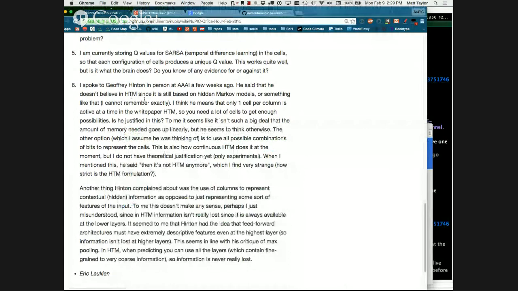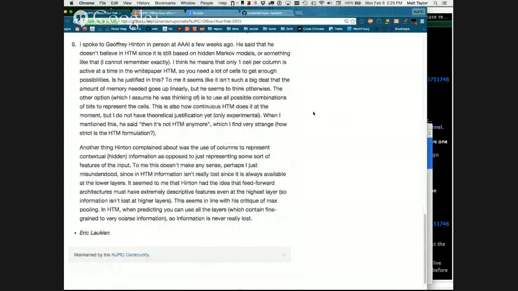Eric has some more questions. It's going to get interesting here. Eric recently spoke to Geoff Hinton in person a few weeks ago, and he said he doesn't believe in HTM since it's still based on hidden Markov models or something like that. I can't remember exactly. I think he means that only one cell per column is active at a time in the white paper, so you need a lot of cells to get enough possibilities. So he's asking, is he justified in this?